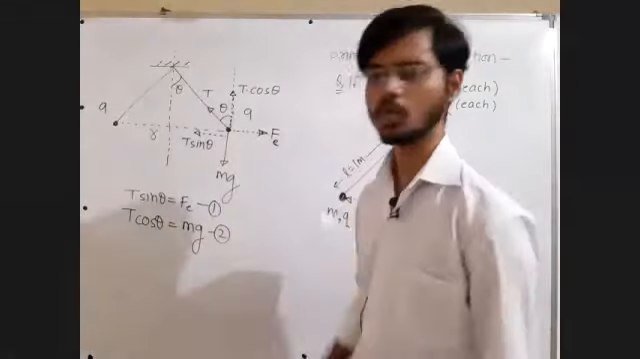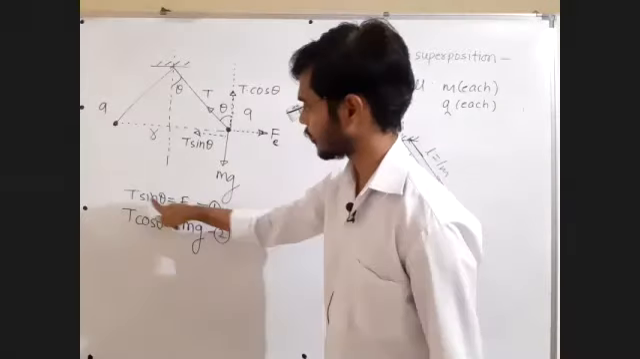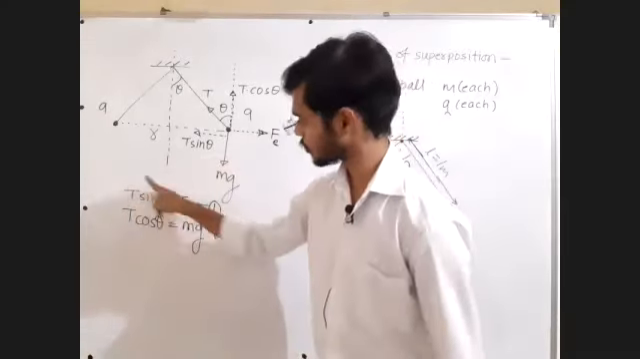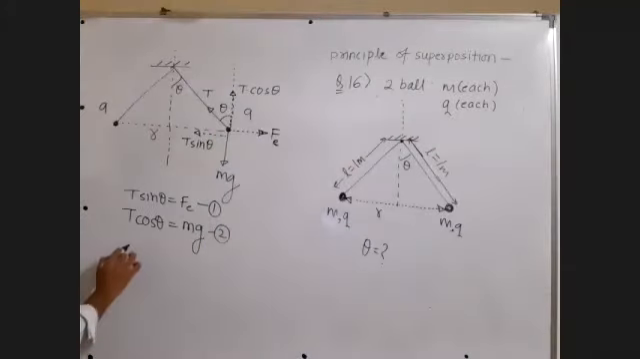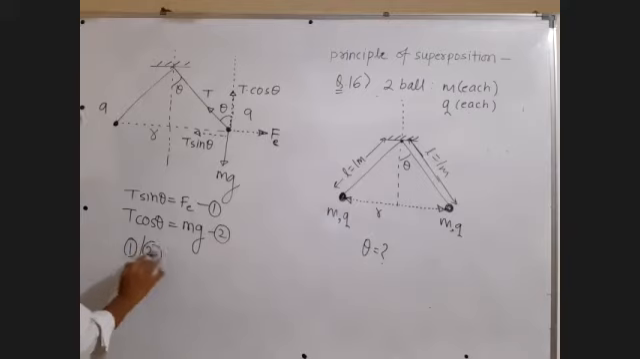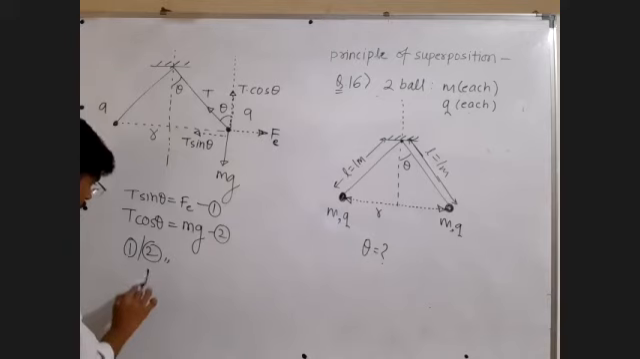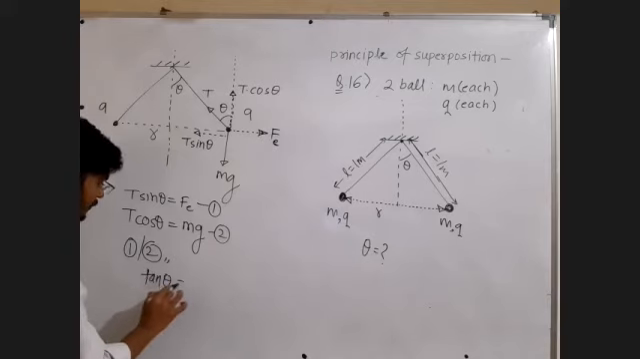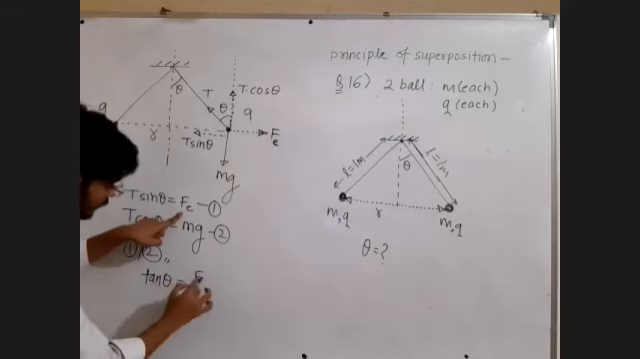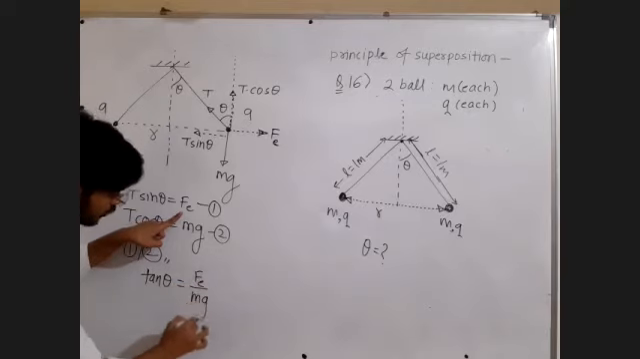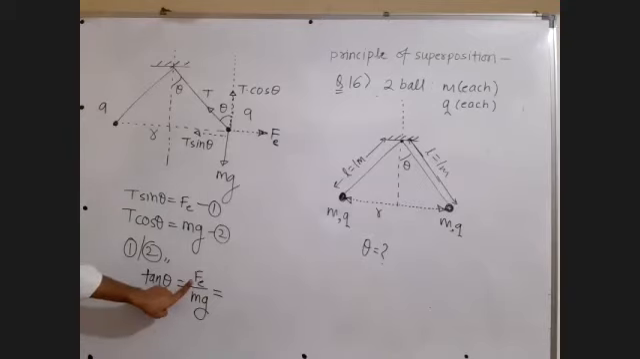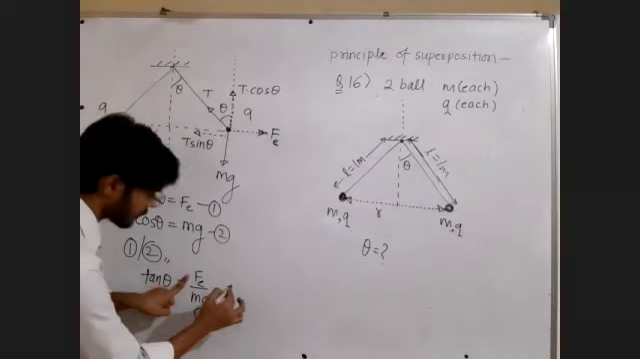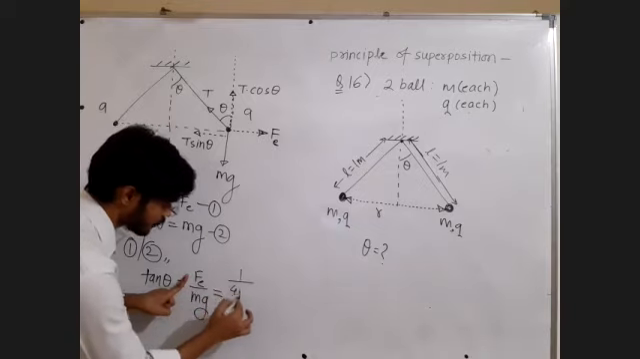The first unknown is tension, the second unknown is theta. Let us eliminate the tension. So write down equation 1 upon 2. Sir, T cancels. Sin theta upon cos theta is tan theta, equal to what? Sir, this Fe upon mg. But sir, this electrostatic repulsion force, Coulomb force, can be written as 1 upon 4 pi epsilon.